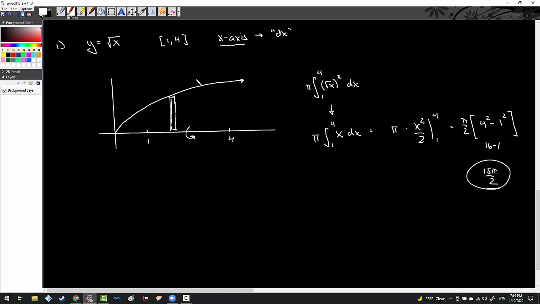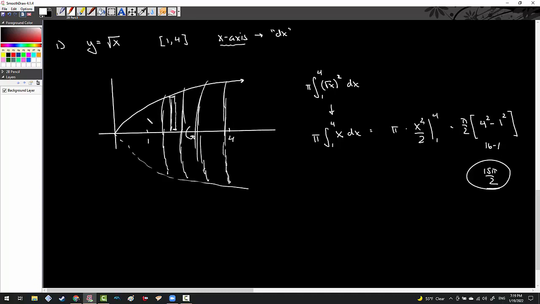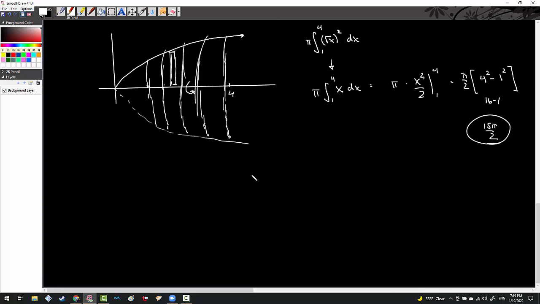What did I just find? Well, I just found what happens when I rotate this thing this way and find the volume of whatever this little device is. So that volume right there is 15 pi over 2 units, whatever those units may be. Hopefully that makes sense.